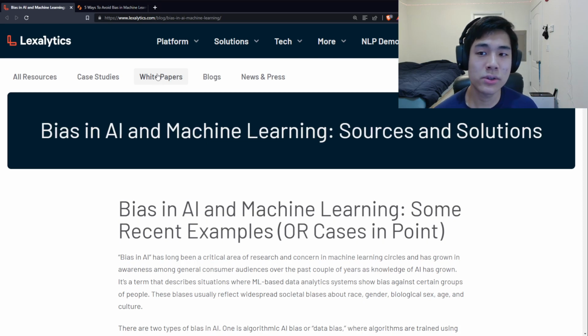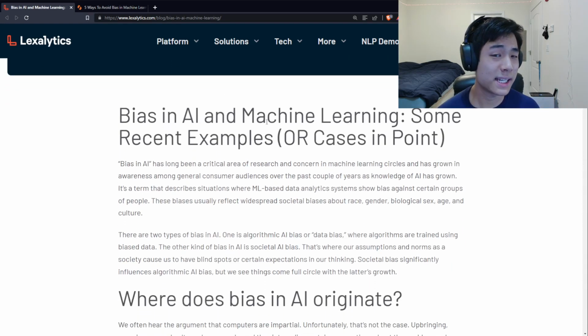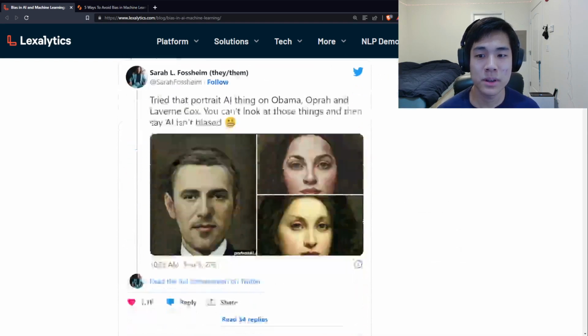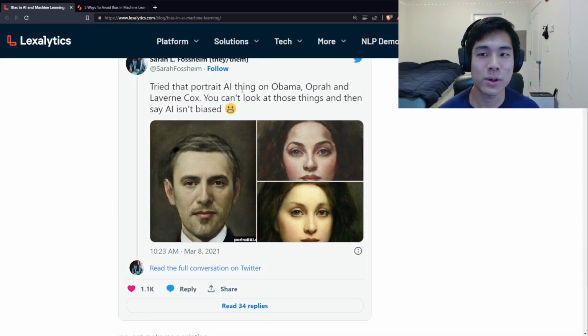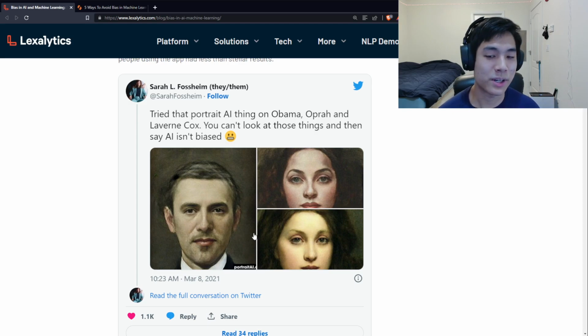Okay, let's move on to some of the recent examples of bias and why it's pretty bad when it actually affects AI outcomes. One of the people tried the Portrait AI thing. Basically, Portrait AI makes images into portraits, and this is apparently on Obama, Oprah, and Laverne Cox. And you can see it is definitely very biased towards white-skinned people, and it makes people very, very fair-skinned.